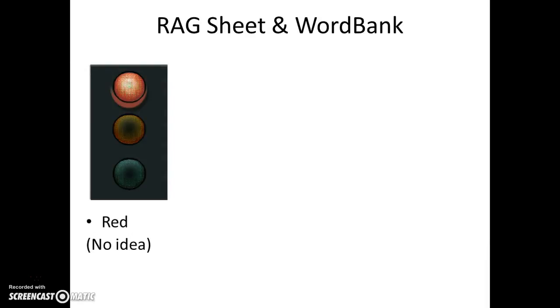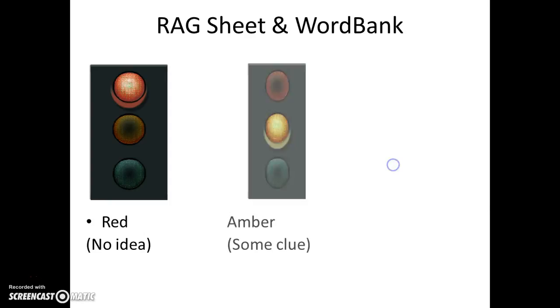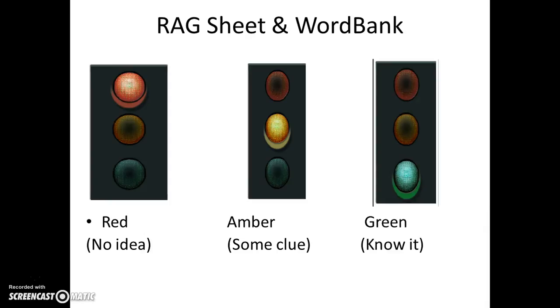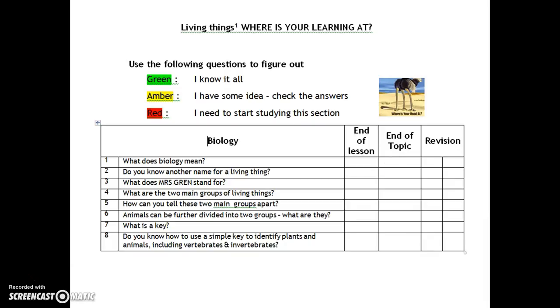There are three levels to using a rag sheet. The first one is this. If you decide that you are red, it means you have absolutely no idea what that statement means in any way, shape, or form. One that's better is if you decide you're amber. It means you've got some clue. You might not know absolutely everything, but you know a little something. And then there is green. You absolutely positively know the answer to the statement. Easy peasy lemon squeezy.